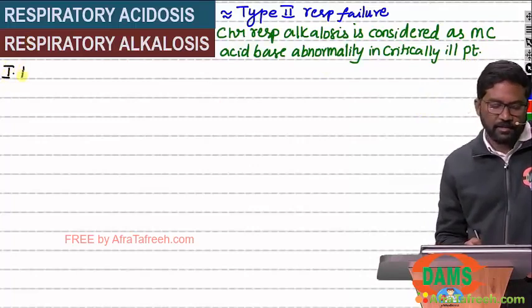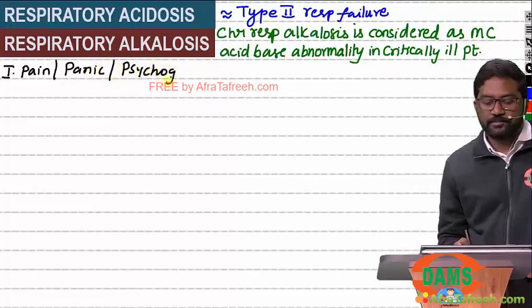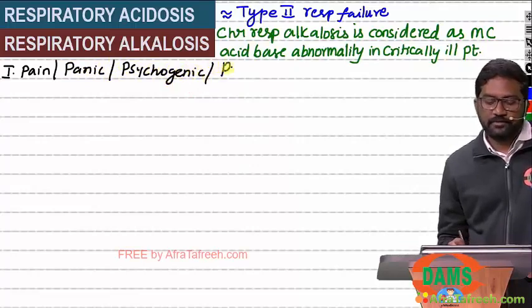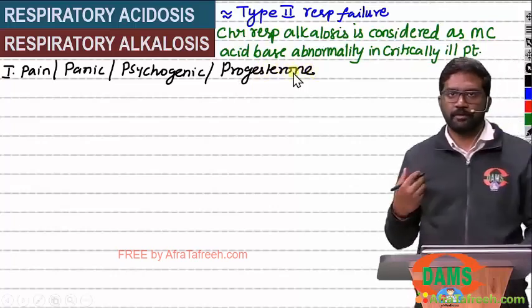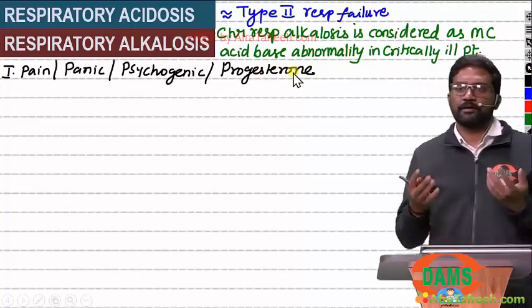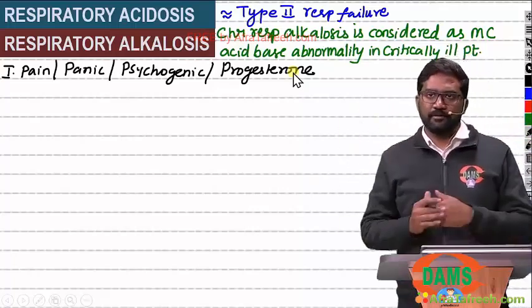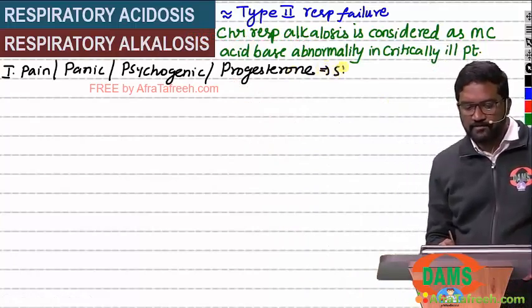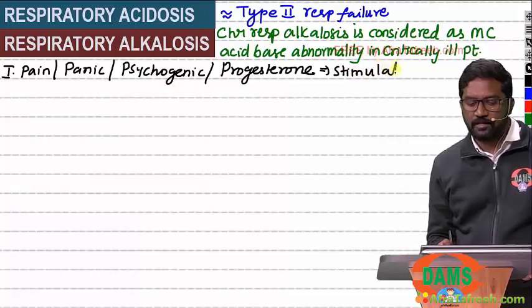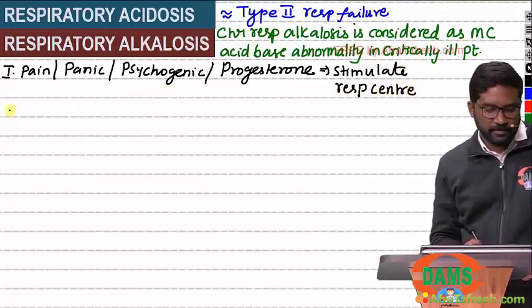Number 1: pain, panic, psychogenic, progesterone. Peculiarly, all these are female predominant. In pain, people will hyperventilate. In panic, people will hyperventilate. Few young females will be hyperventilating for no reason. That is called psychogenic hyperventilation. And progesterone has the capacity to directly stimulate the respiratory center.